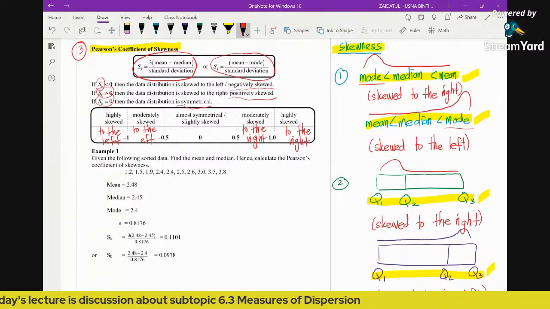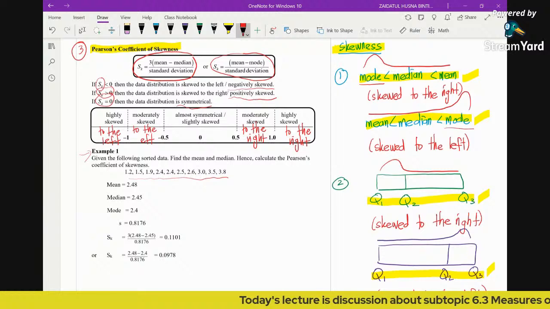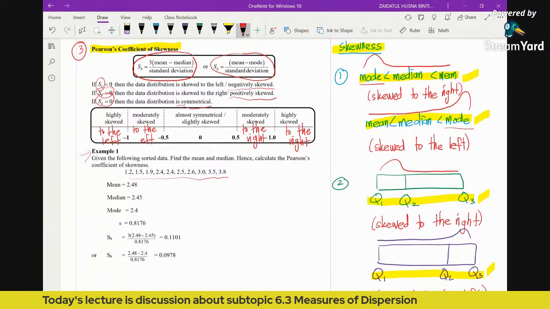Okay, so now let's see an example. Given the following sorted data, if you notice, the data has been sorted in ascending order. Find the mean and median, hence calculate the Pearson's coefficient of skewness. You can see here the mean is 2.48.